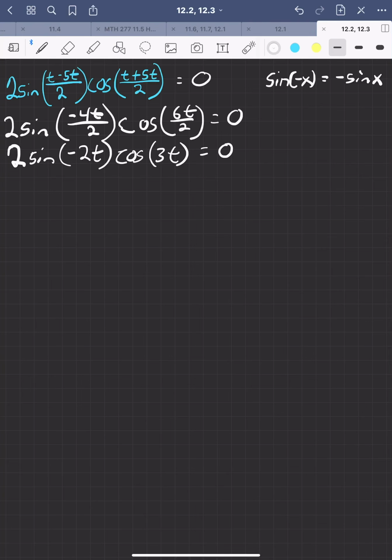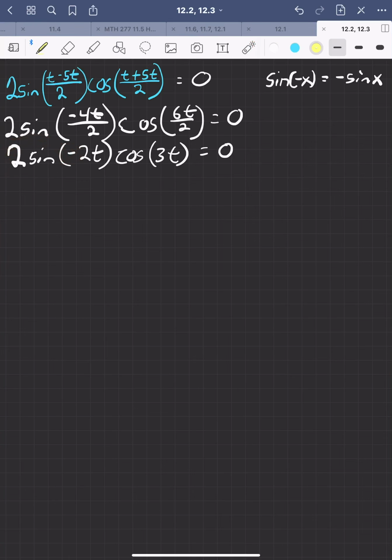Okay, so let's go ahead and use this property of sine, that it's an odd function. So basically, sine of a negative x is just equal to negative sine of x, the opposite sign. So I'm going to rewrite this as sine of just 2t, not negative 2t. And I can do that as long as I'm willing to bring that negative out front, if you'd like to think of it like that.